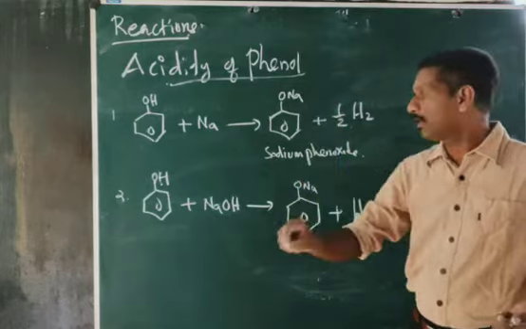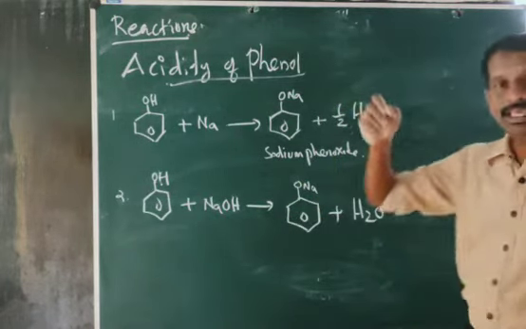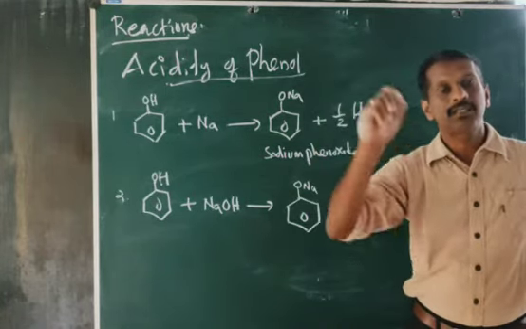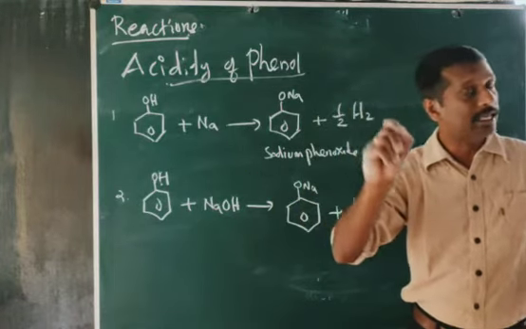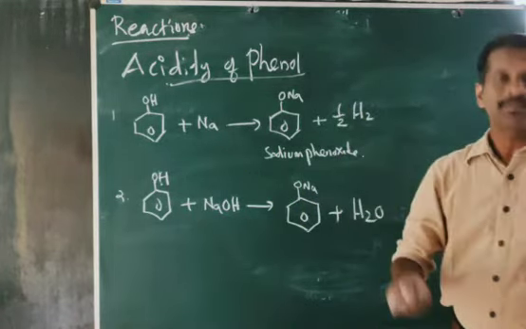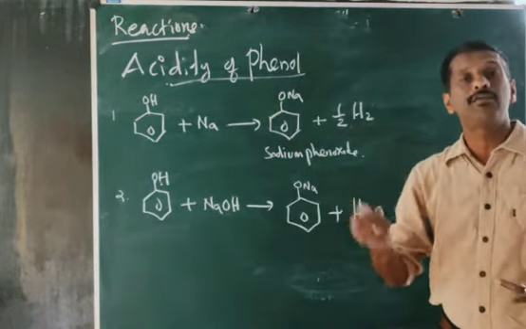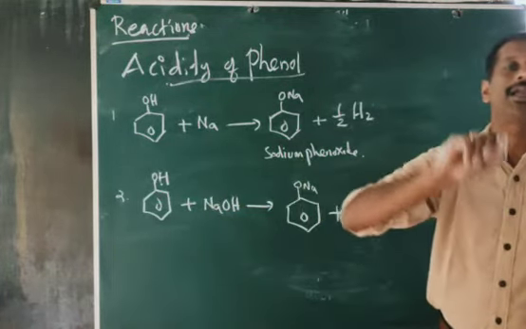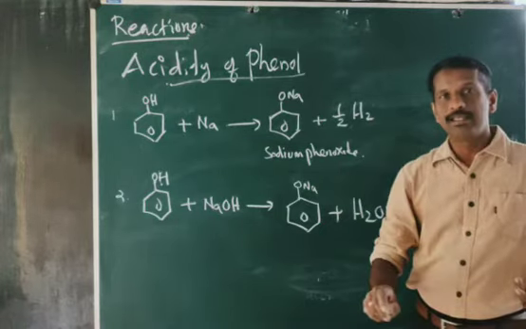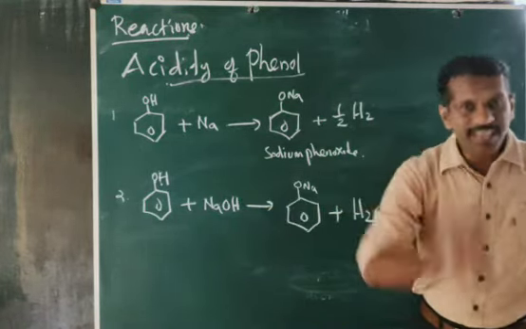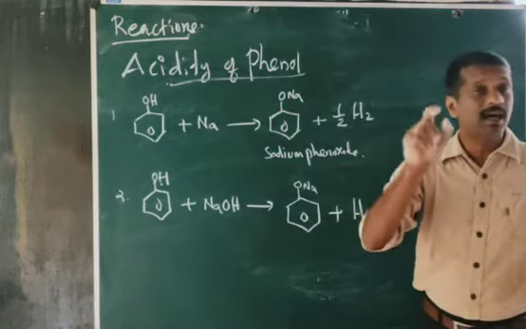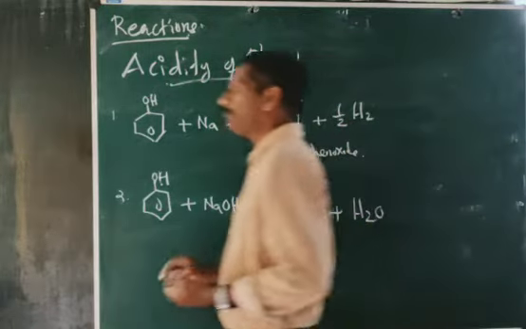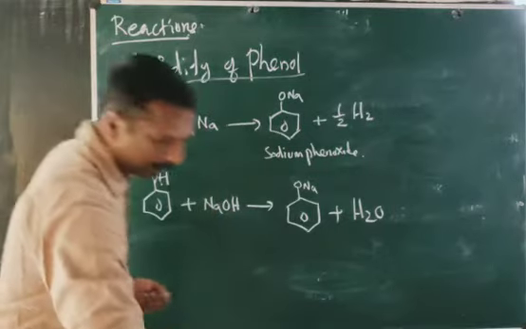The second example is that carboxylic acid can react with metal carbonates or bicarbonates and will produce salt plus water plus carbon dioxide. But phenol will not react with the metal carbonate or bicarbonate. That means phenols are weaker than carboxylic acids but stronger than alcohols. Keep it in mind. Okay. And now we are passing to the next point.